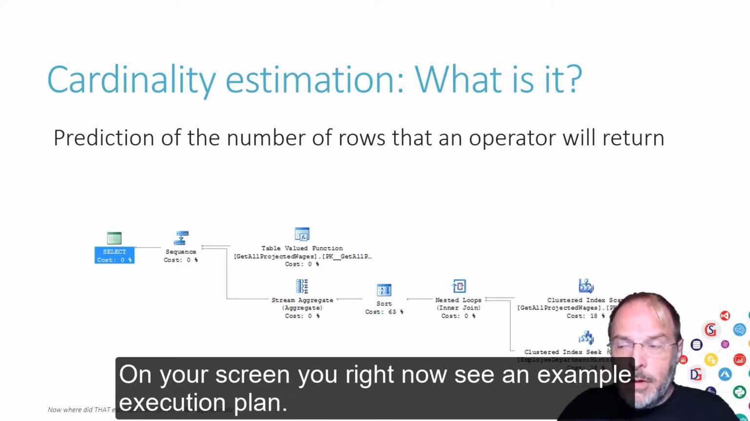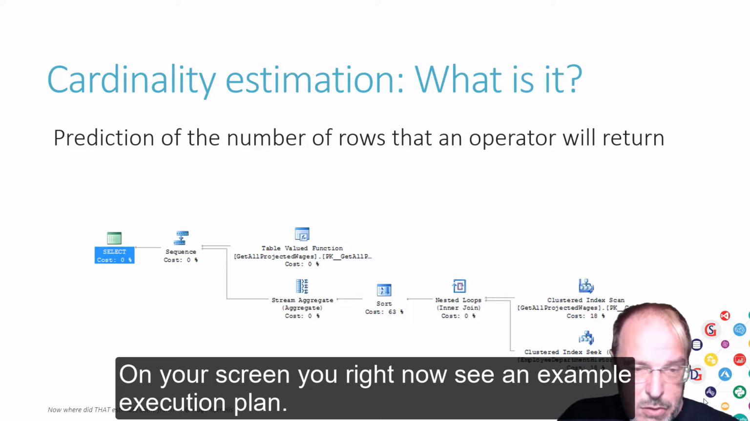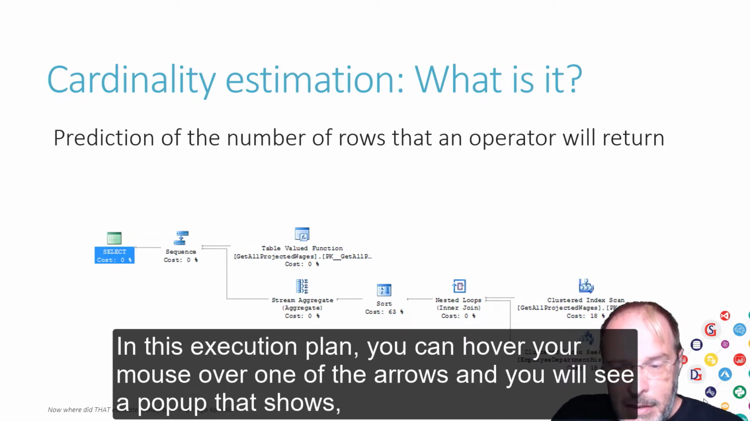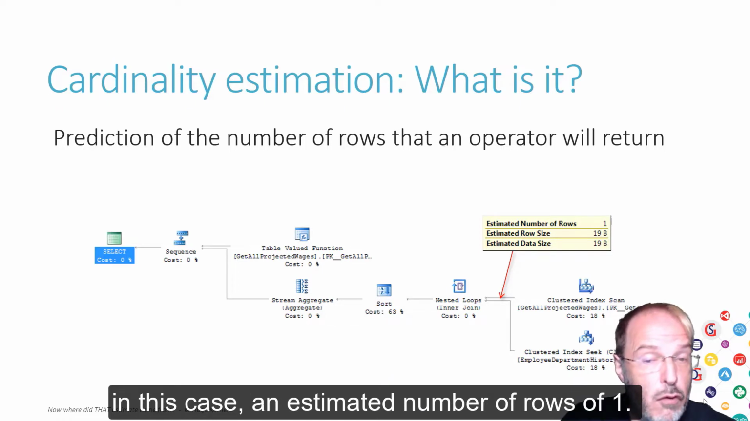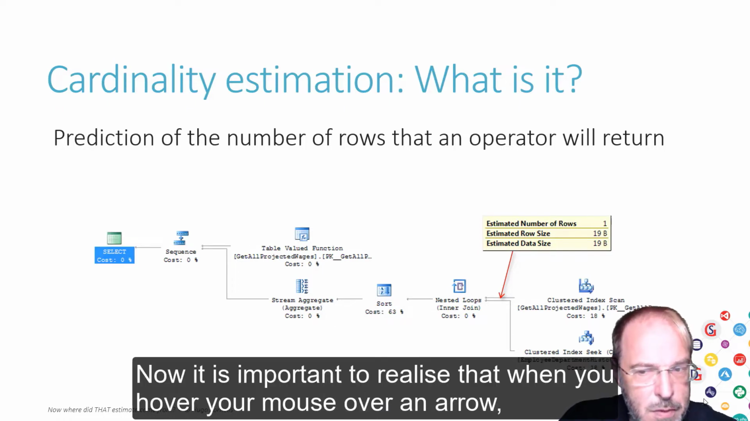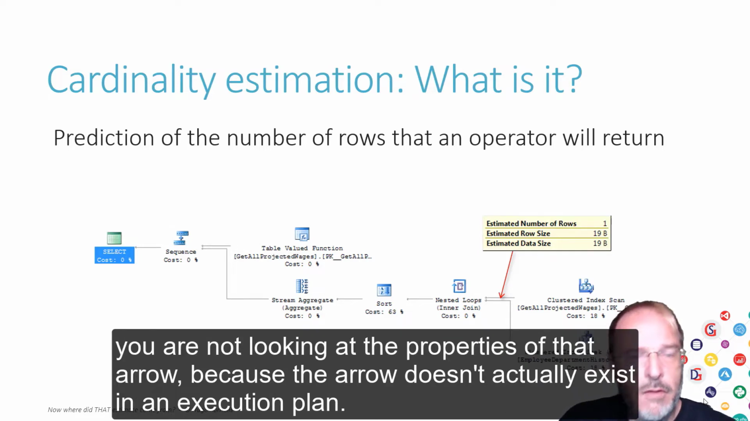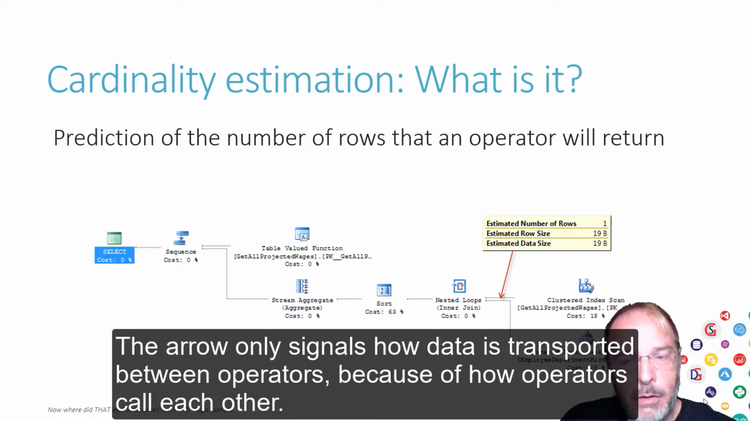On your screen, you right now see an example execution plan. In this execution plan, you can hover your mouse over one of the arrows and you will see a pop-up that shows, in this case, an estimated number of rows of 1. Now, it is important to realize that when you hover your mouse over an arrow, you are not looking at the properties of that arrow, because the arrow doesn't actually exist in an execution plan. The arrow only signals how data is transported between operators because of how operators call each other.